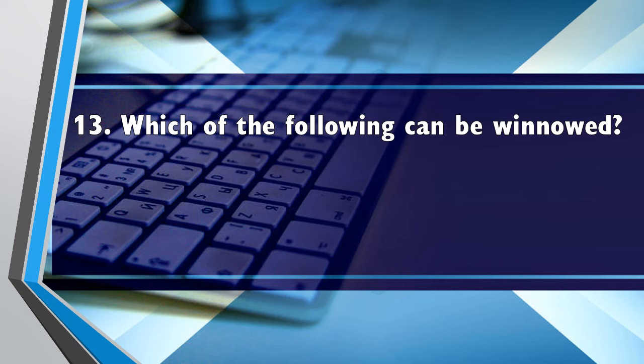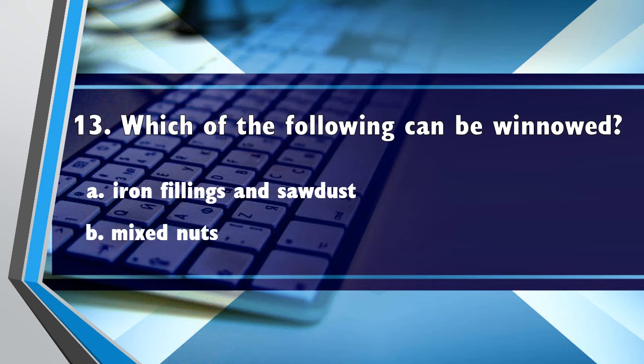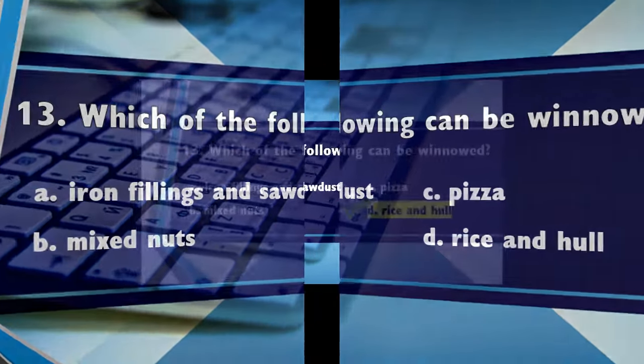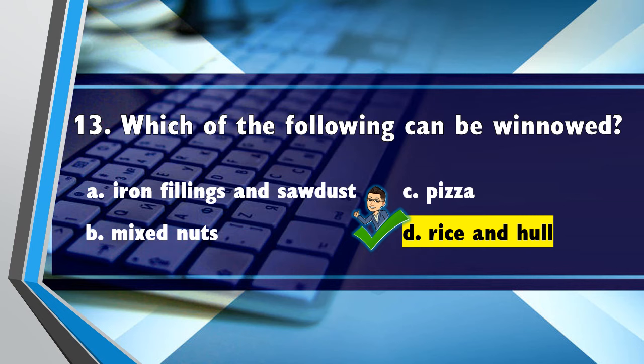Number 13. Which of the following can be winnowed? A. Iron filings and sawdust. B. Mixed nuts. C. Pizza. D. Rice and hull. The correct answer is letter D. Rice and hull.